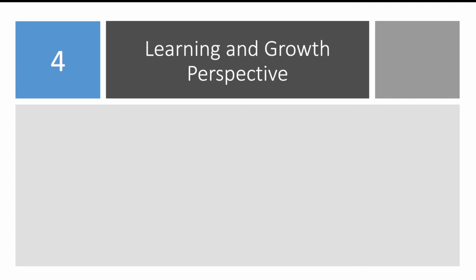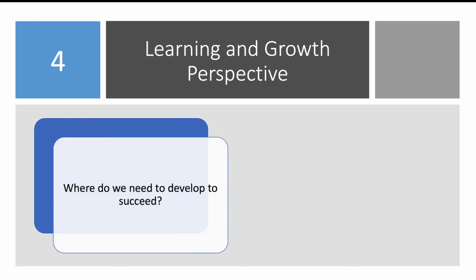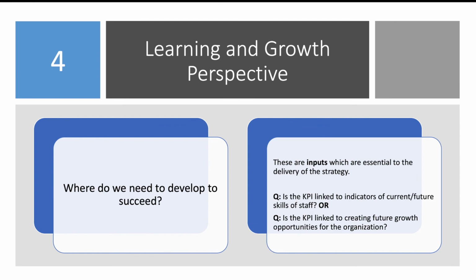And now come to the last one, learning and growth objective. This is regarding the employees. Where do we need to develop to succeed? Definitely, if our organization wants to succeed or build up goodwill in the environment, then these are inputs which are essential to the delivery of the strategy.